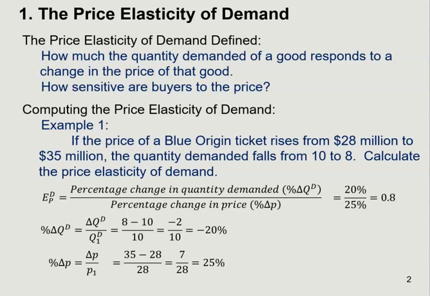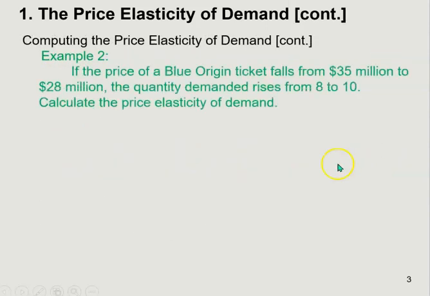The next example we're going to check out is the opposite of this one. In other words, here we find that the price goes up from 28 to 35, right? And quantity demanded drops from 10 to 8. The next case is going to be exactly the same, except the price would fall from 35 to 28, and as a result, the quantity demanded is going to rise from 8 to 10. Let's look at this one. So we need to calculate the price elasticity of demand again.